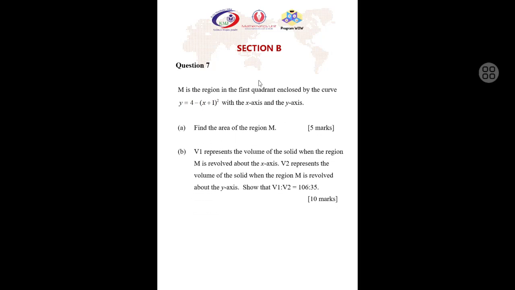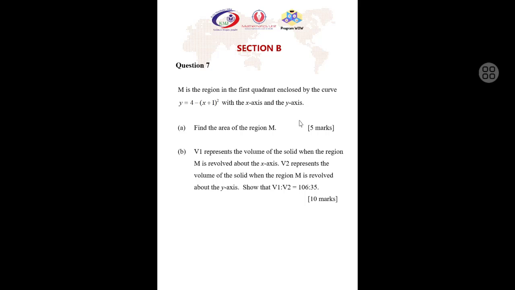Okay, so the last question for section B. M is the region in the first quadrant enclosed by the curve y equals 4 minus (x plus 1) squared with the x and y axis. Find the area. Okay, and then we look at question B later on. Okay, so 7A, find the region M.